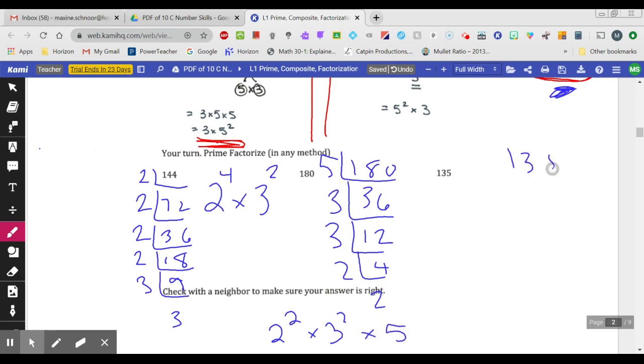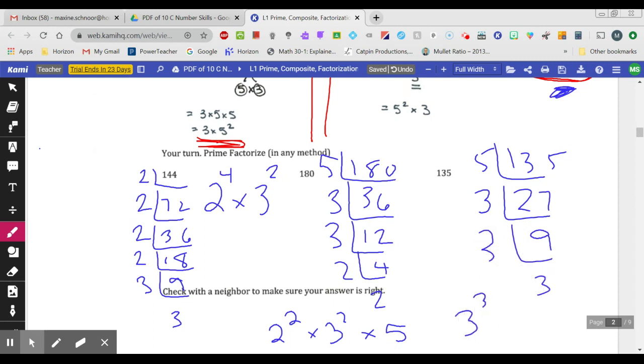For 135, I'm going to divide that by 5. Again, I'm going to use my calculator to help me. I get out 27. 3 goes into 27 9 times, and 3 goes in 3 times. So I'm left with 3 cubed times 5. There's my answer. So again, if you did the factor tree way and you got the exact same answers as me, that is just great.